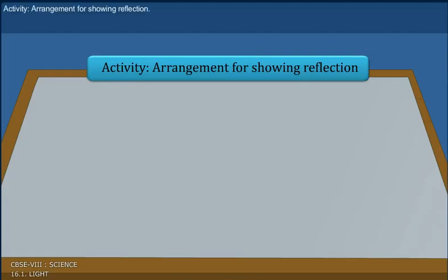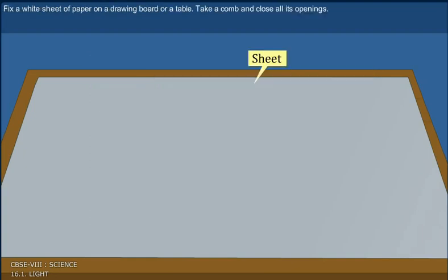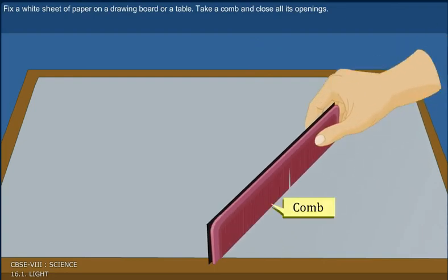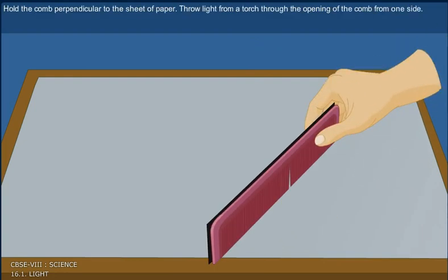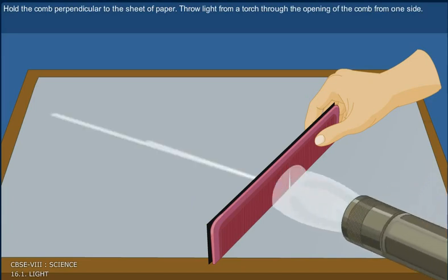Activity. Arrangement for showing reflection. Fix a white sheet of paper on a drawing board or a table. Take a comb and close all its openings. Hold the comb perpendicular to the sheet of paper. Throw light from a torch through the opening of the comb from one side.